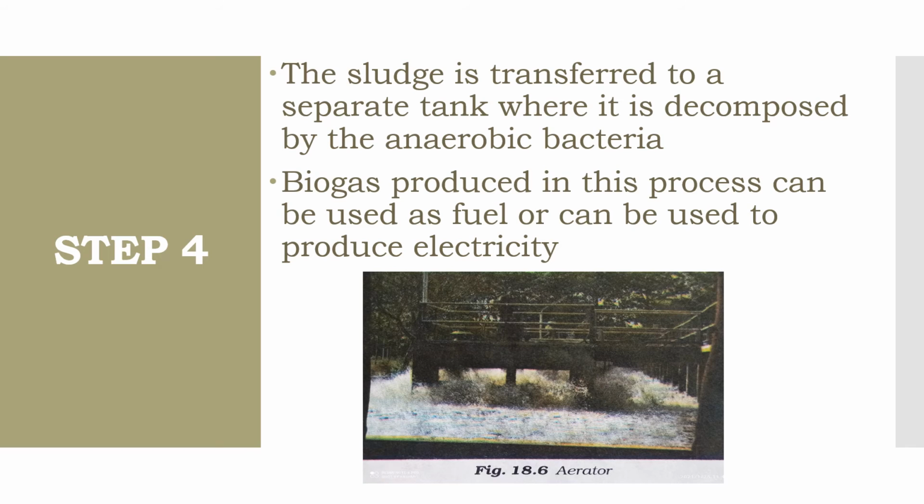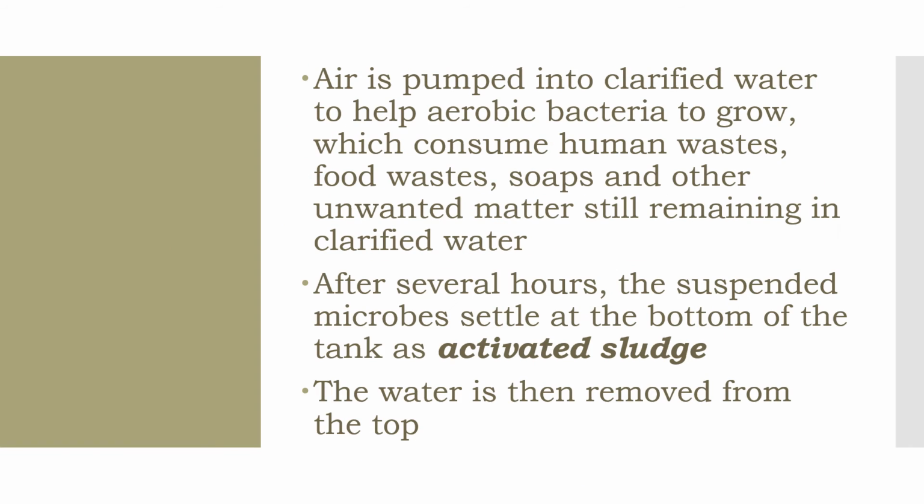The fourth step. The sludge is transferred to a separate tank where it is decomposed by anaerobic bacteria. Biogas produced in this process can be used as fuel or to produce electricity. Air is then pumped into the clarified water to help the aerobic bacteria to grow, which consume human waste, food waste, soaps, and other unwanted matter still remaining in the clarified water.